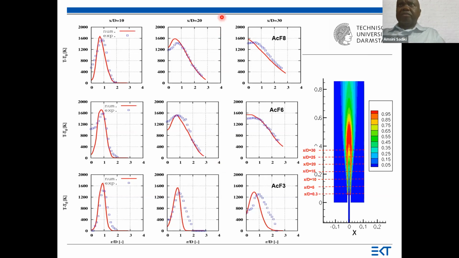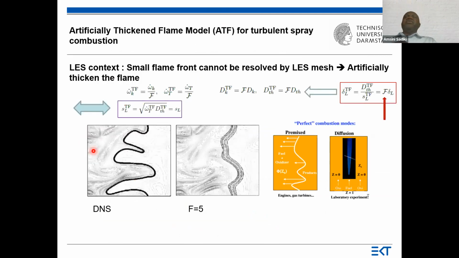There we will get the distribution, I think, in a correct way. So the next model to account for the interaction between the turbulent flow and the chemistry is the artificial thickened flame model, the ATF.